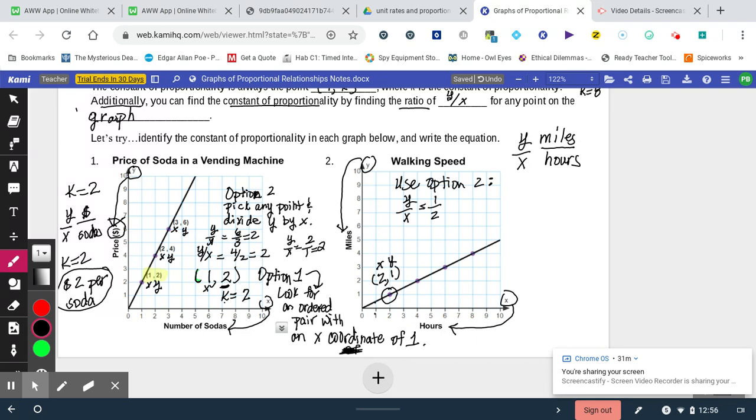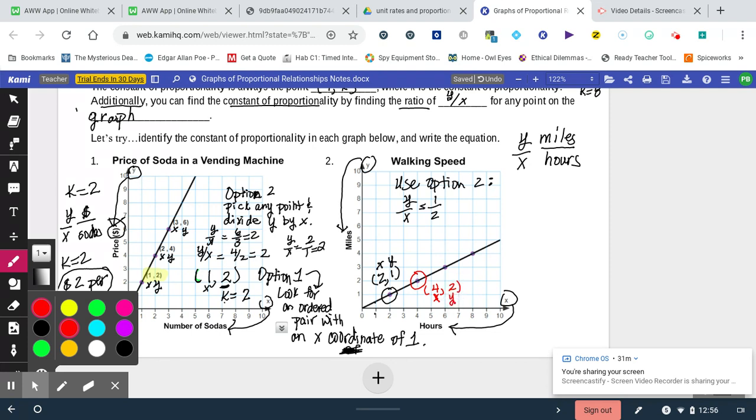Now, I could have chosen this point. Let me do it in different colors. So if I chose, let me erase that. So I could have chosen that point. So this is the ordered pair to the right 4, which is your x, and up 2, which is your y.